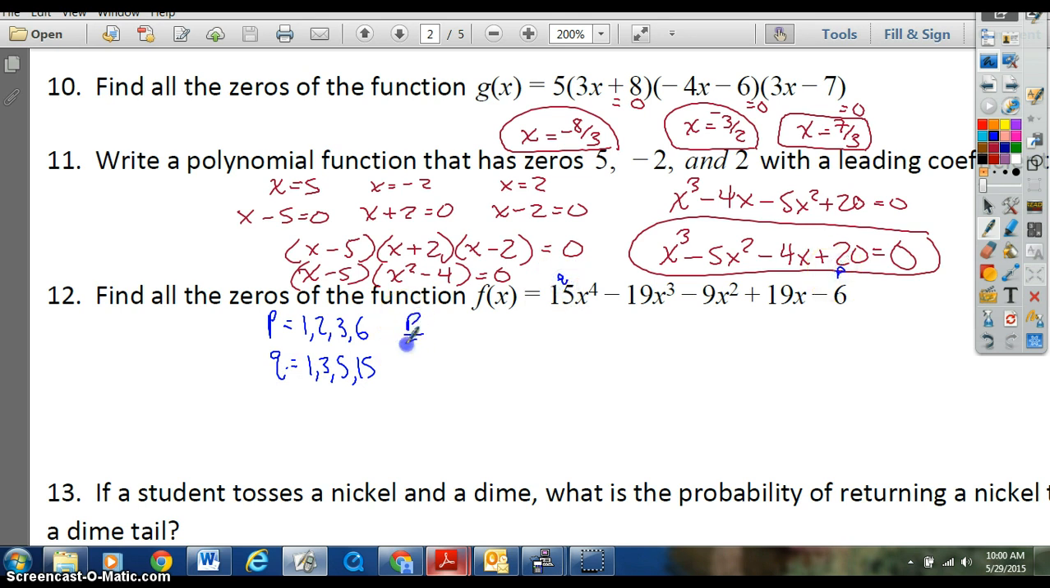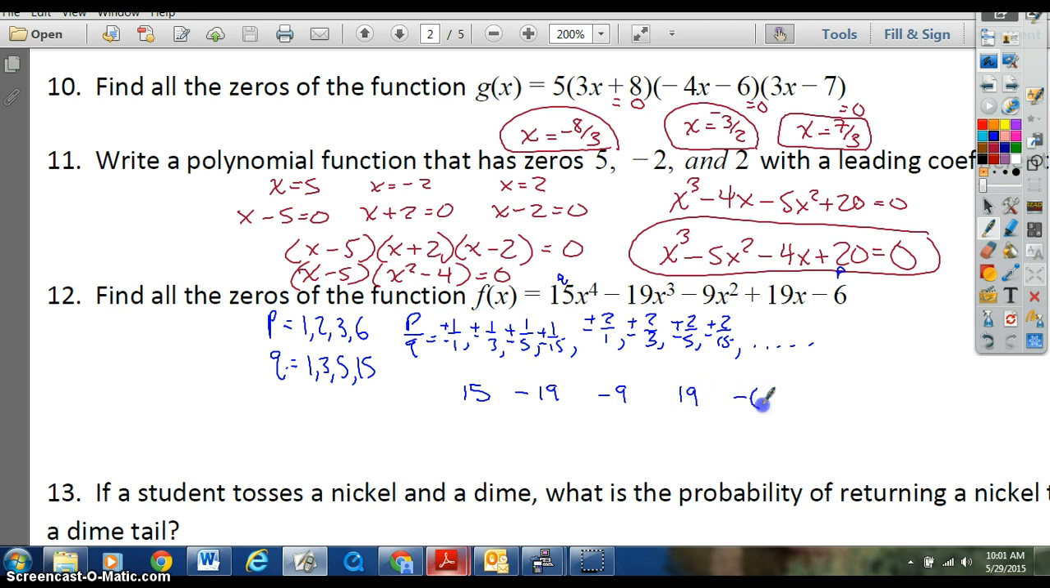So if I'm going to do P over Q, it's basically 1 over 1, 1 over 3, 1 over 5, 1 over 15. Okay, and then I'll do the same thing for 2. So it would be 2 over 1, 2 over 3, 2 over 5, and 2 over 15. And then I would do the same thing for 3 and 6. But let's start looking, see if we can figure out what one of the zeros is. Maybe we can factor it after this step. So let's take a look.